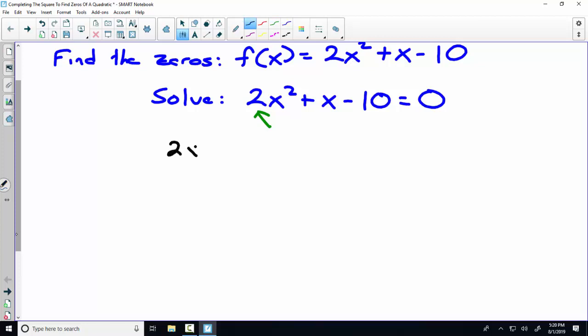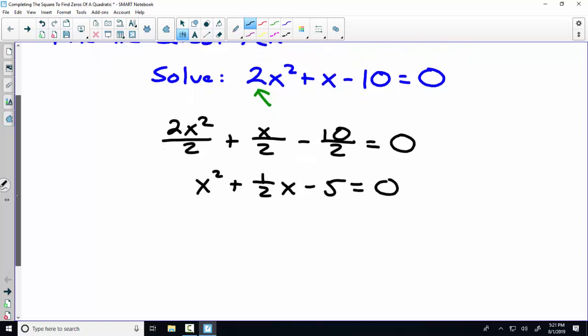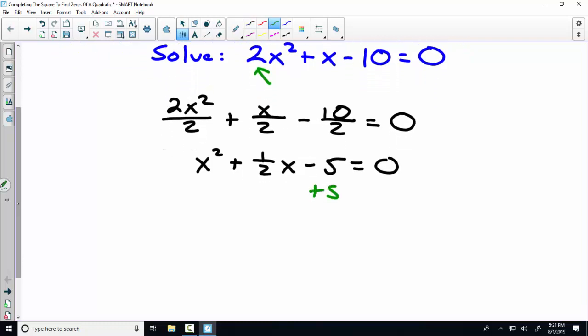So we do 2x squared divided by 2 plus x divided by 2 minus 10 divided by 2. That will give us x squared, and it's actually easier to write this as 1/2 x minus 5. Once again, do not ever try to complete the square until the number in front of x squared is just a 1. Now we will move the constant, the negative 5, over to the other side by adding 5 to both sides of the equation. Plus 5, plus 5. x squared plus 1/2 x equals 5.